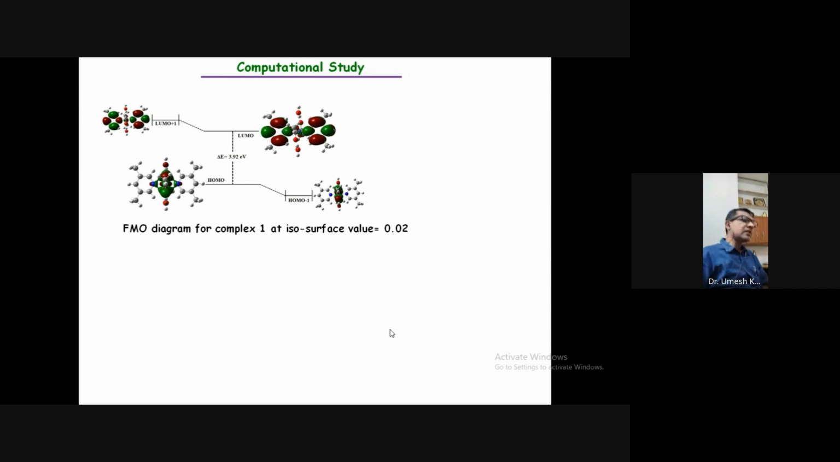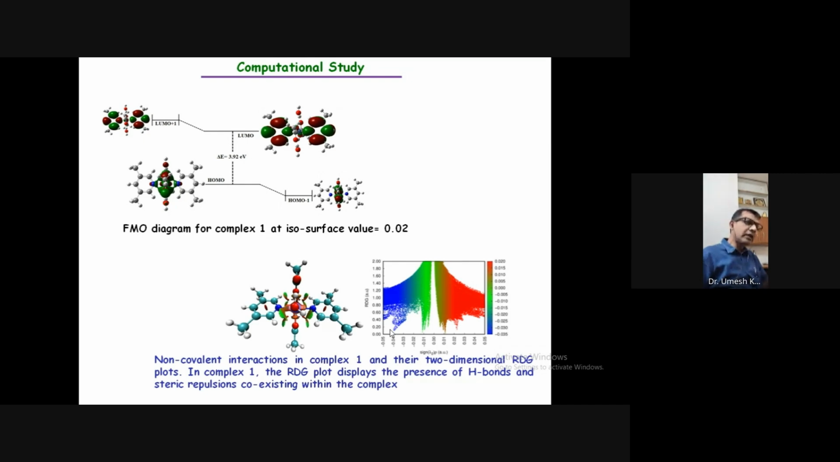We have also done some computational study, a DFT calculation, to find the energy of the intermolecular interactions between the molecules. The MEP diagrams and RDG plots indicate that the non-covalent interactions found in the solid state structure are in very good agreement with this computational study.